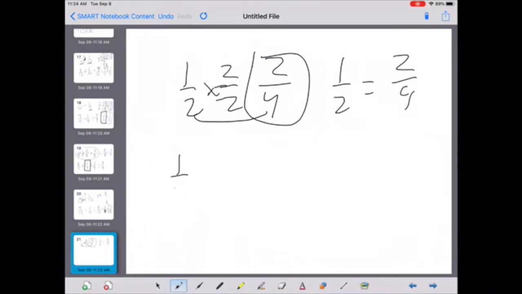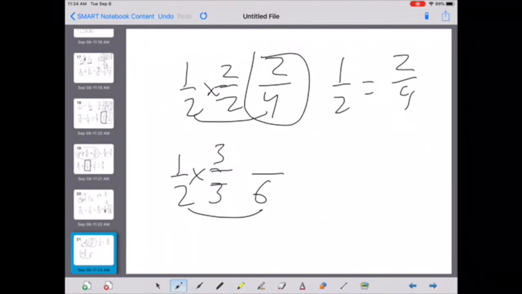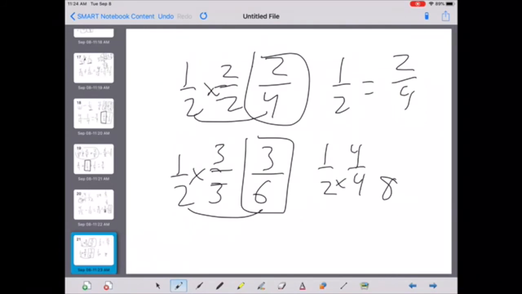Now you're going across to light blues. 1/2 equals how many 6? Well, how did I get from 2 to 6? Times 3. Do it on the bottom, do it on the top. That's 3/6. So light blues, 1/2 equals 3/6. Dark blues, 1/2 equals how many 8ths? Times 4 over 4 equals 4/8 for dark blues.